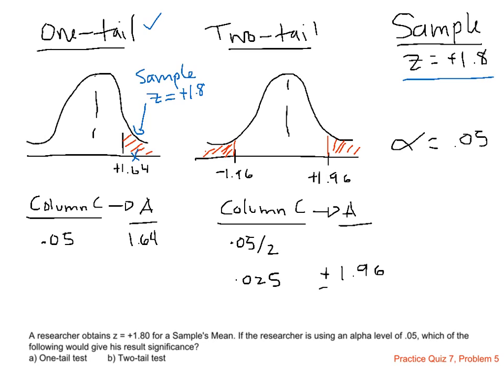Now I'm going to go over to the two-tail and find the same z-score, positive 1.8, and it is here, right outside. So in this case, my sample z-score of positive 1.8 is outside. So I would not get significance in the two-tail. So this is my answer. My answer is that in the one-tail, I would get significance. I would circle that one-tail test, and I would not in the two-tail.